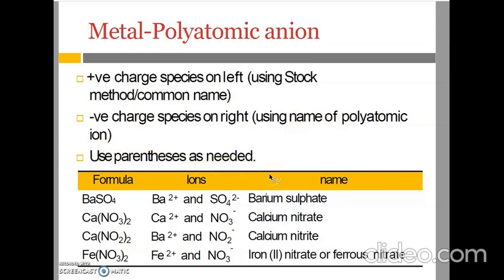An example of metal-polyatomic anion is barium. So we use the common name barium, and this is the sulfate polyatomic anion, so we name it using the polyatomic ion's name. So barium sulfate, this is calcium nitrate, calcium nitride, iron 2 nitrate or ferrous nitrate. So this is the common name for iron 2 nitrate.